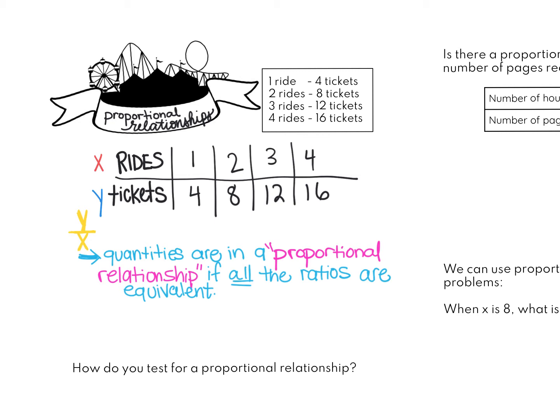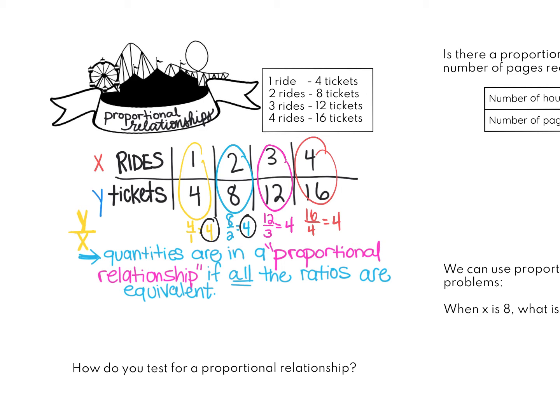A lot of times when they give you these tables, x is going to be on top, so you're going to want to divide the other way. We're always going to use y divided by x. So in this scenario, y divided by x right here, 4 divided by 1, gives us 4. With this pair, it's 8 divided by 2, or 4. Now we have 12 divided by 3, which is also 4. And last but not least, 16 divided by 4, which is 4. So in this case, each one of these ratios are equivalent because they are all equal to 4.